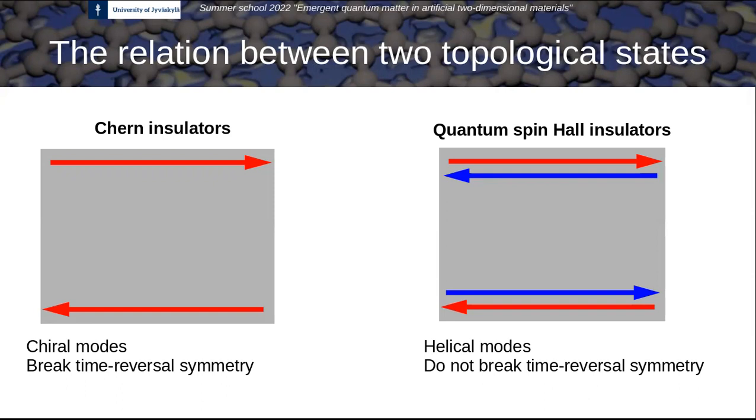And of course, in quantum spin Hall insulator, instead of having chiral states, we have helical states. And by helical, what this means is that each spin direction propagates in an opposite direction, or each member of a Kramers pair propagates in the opposite direction.